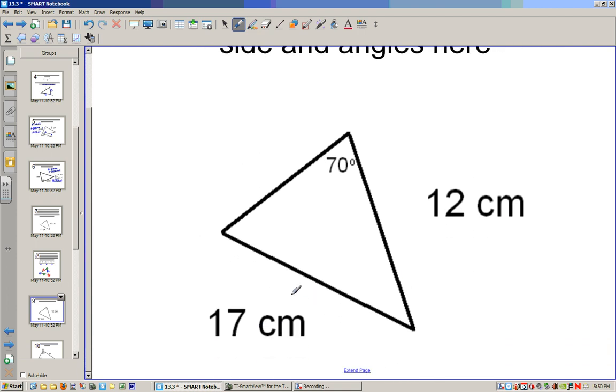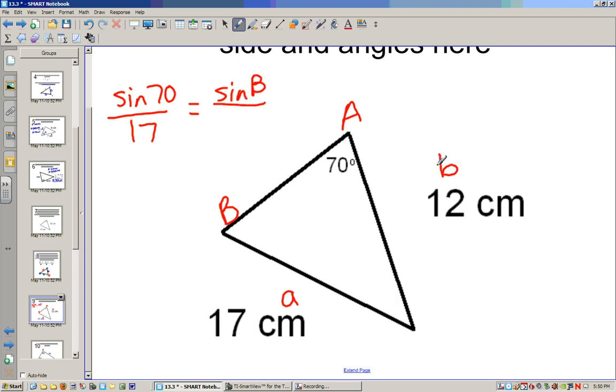So we have side length A here, and angle A, and side length B, so let's find angle B that's opposite. We should have the sine of 70 over side length A, which is 17, set equal to sine of B over side length B, which is 12. To solve this, we're going to cross multiply. So we get 12 times the sine of 70 equals 17 times the sine of B.